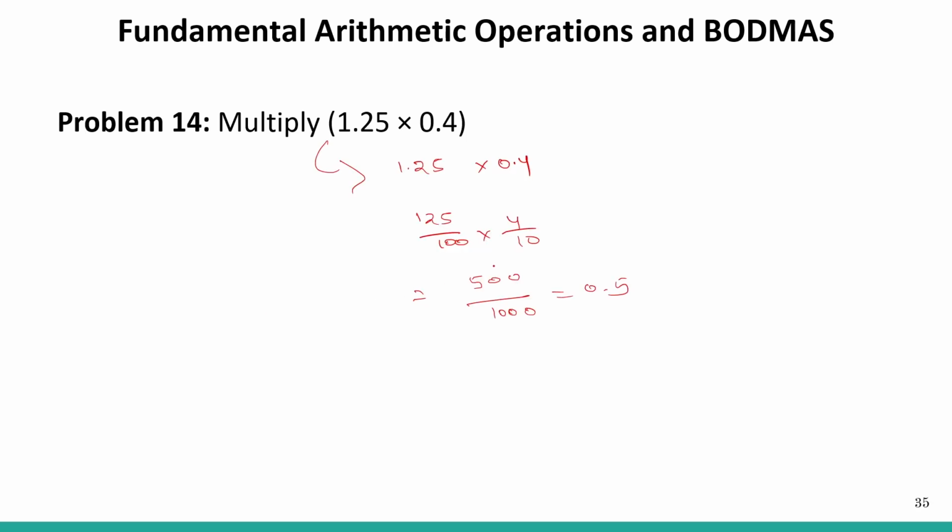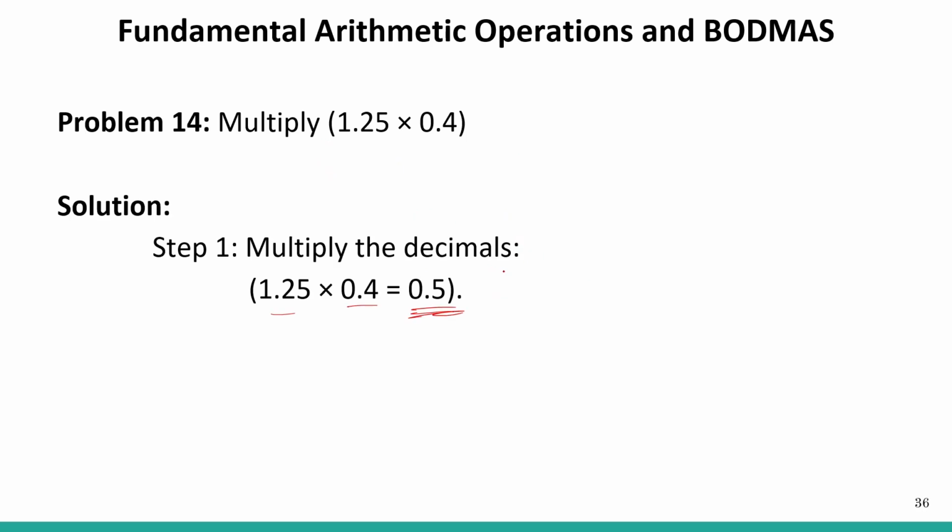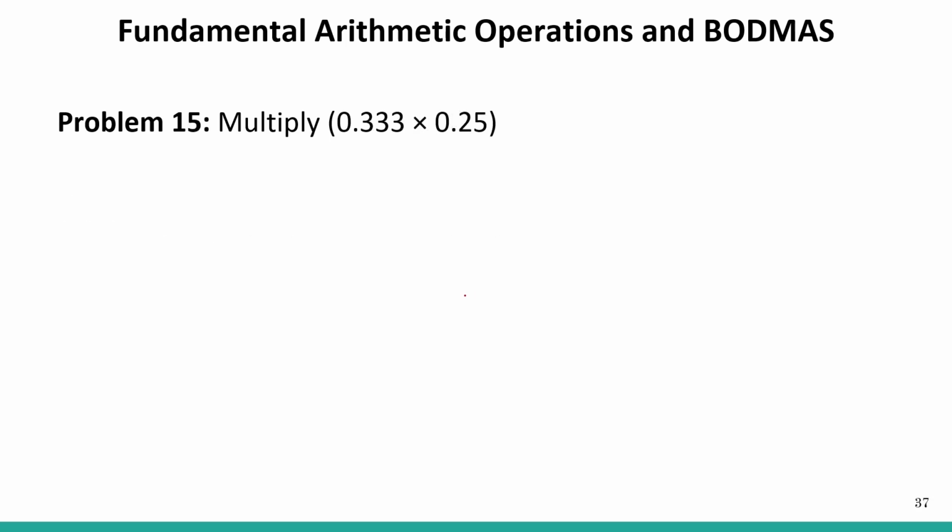Okay. We used the multiplication in fractional form, but here it is done in decimal form. This is the final answer. So problem number 15 asks us to multiply 0.333 into 0.25. So 0.333 multiplied by 0.25. What is it equal to?